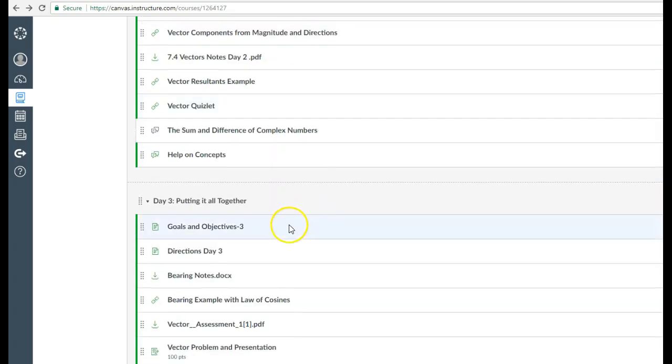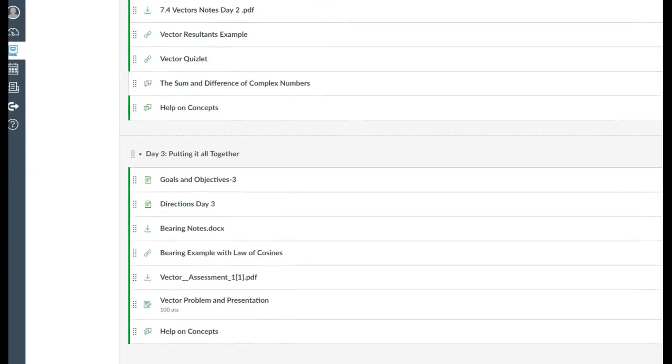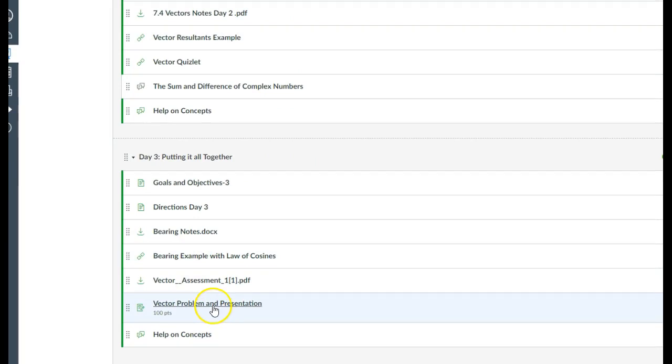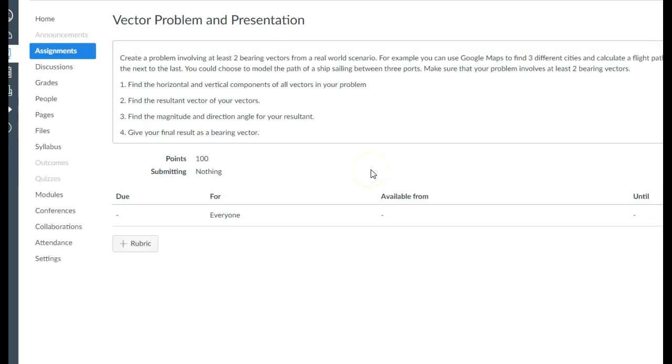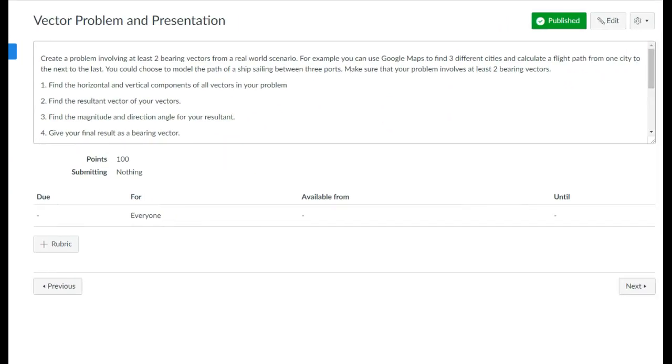How about I pull that open now? Here is the vector problem and presentation. Now I do need to create a rubric for this. I guess I've got to start on a rubric here. It asks students to create a problem involving at least 2 bearing vectors from a real-world scenario.